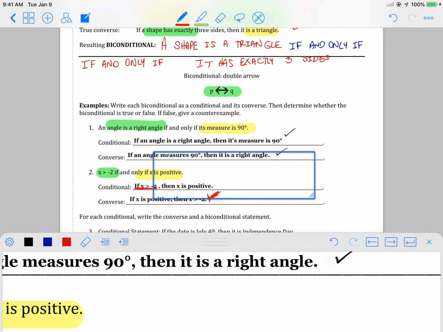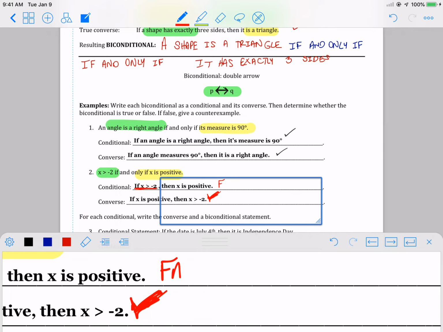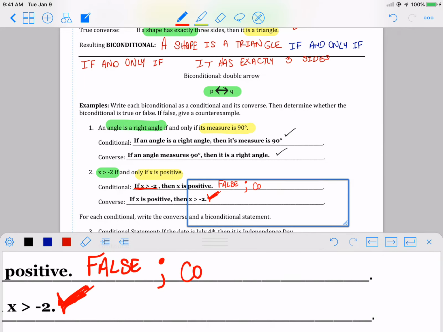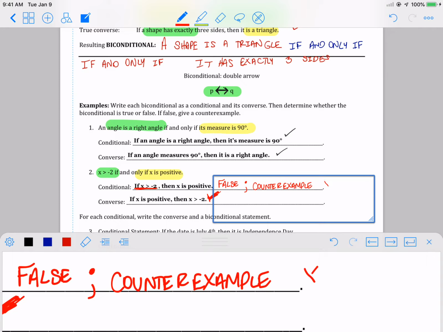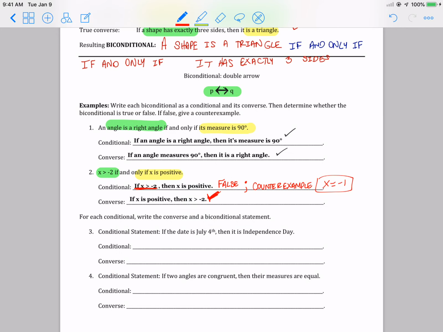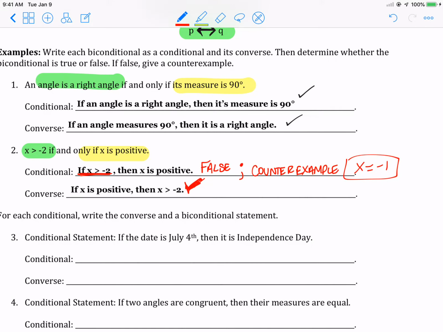Okay, so what we've got here is this is false. And all you've got to do to prove it false is provide a singular counterexample. For me, my counterexample is going to be, what if x was -1? X equals -1, okay? That is greater than -2, but not positive. So that proves that this is not a true biconditional statement, so we can't roll with it.